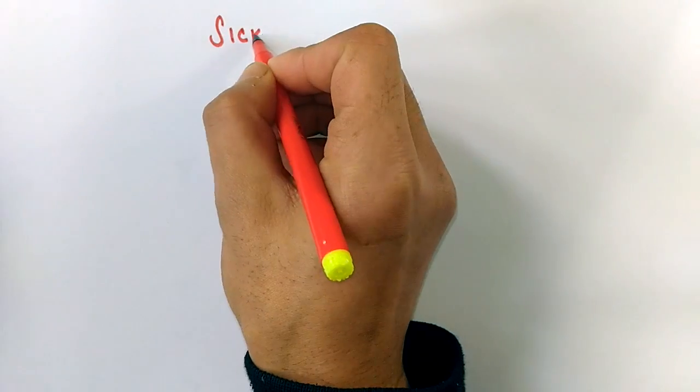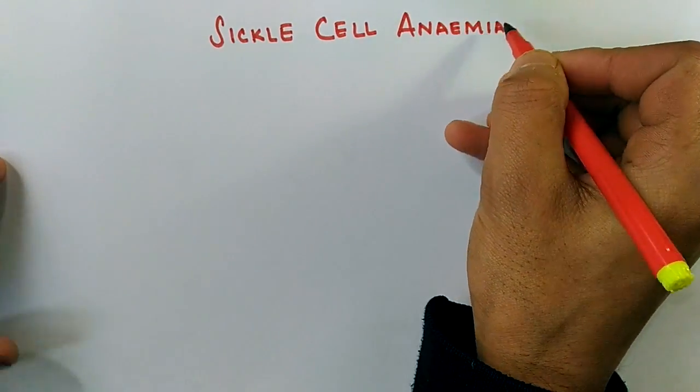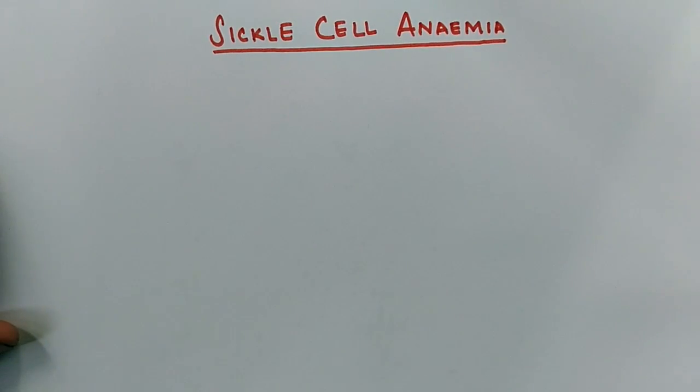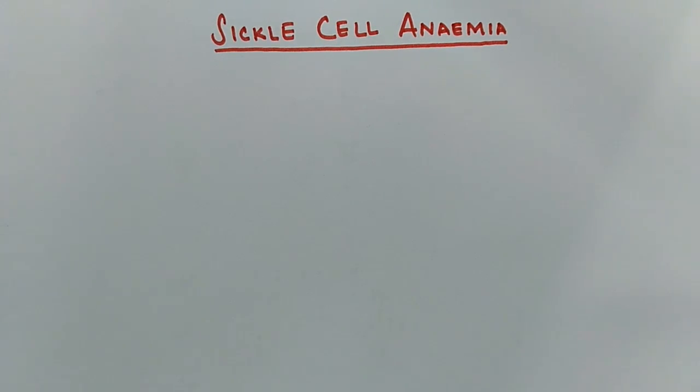Hello friends, in this video we'll be discussing sickle cell anemia. It's also called sickle cell disease. It's a blood disorder where red blood cells acquire sickle-like shapes when they are deprived of oxygen. When we see this disease at a molecular level, it's actually a point mutation where a different kind of amino acid is produced at the RNA level.